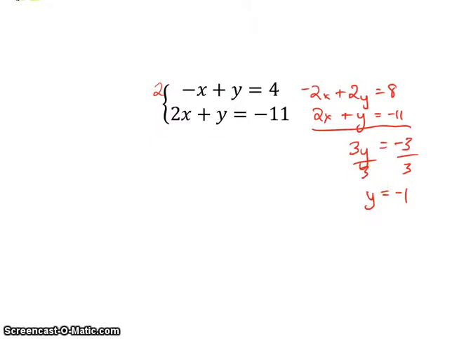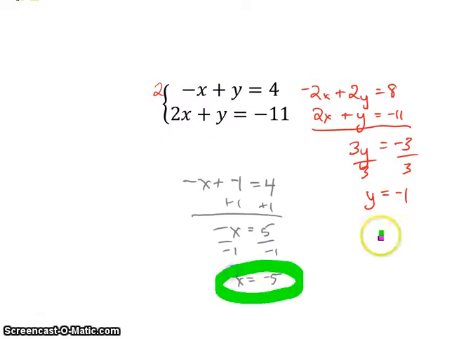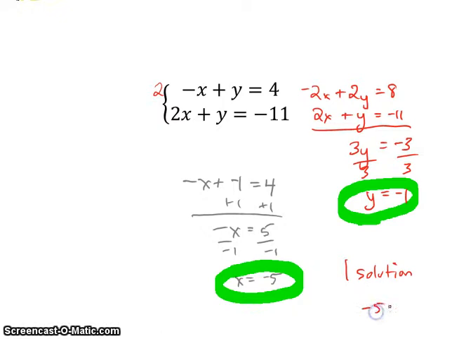Now, I gotta find what x is. So if I go back, negative x plus y, but I know y is negative 1, equals 4. So add 1 to both sides. Negative x is equal to 5, divided by negative 1. X is equal to negative 5. So I have an x and a y. So this problem is like one I've done before. So this problem has one solution, and it's negative 5, negative 1. So in this case, the lines intersect one time.